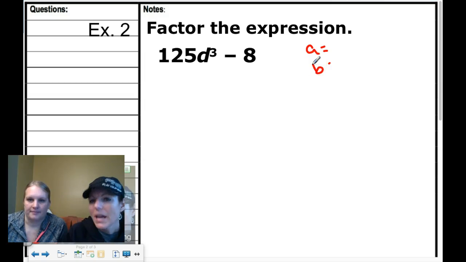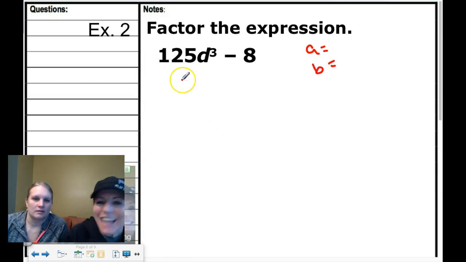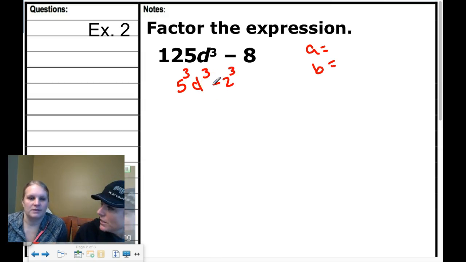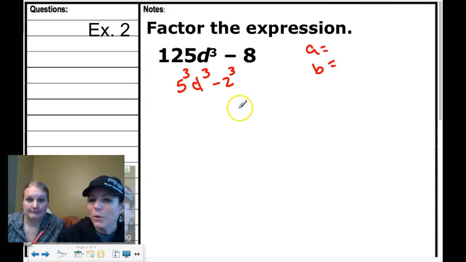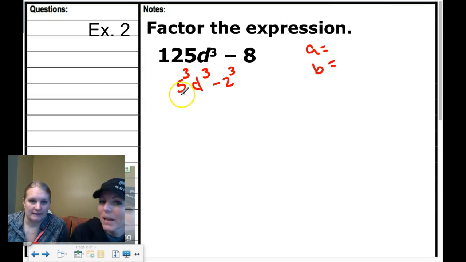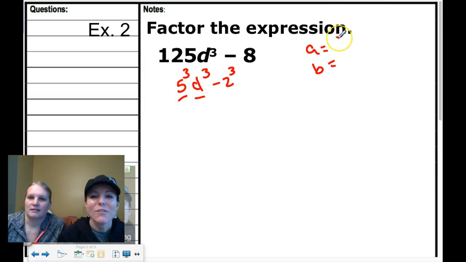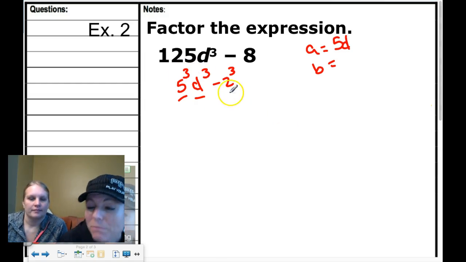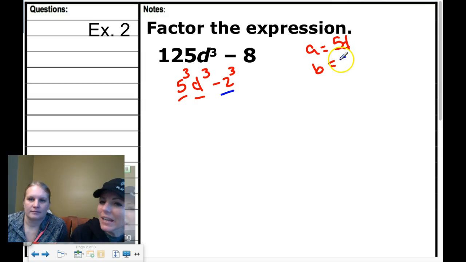Now 125 is not our a. We have to make it into a number cubed, which is 5 cubed, d cubed, and then let's change 8 to 2 cubed. 2 times 2 times 2 is 8. So what do you think a is then? What's being cubed in your first term? 5d. That's your a. It's whatever they're both cubed. And then b is just 2, not negative 2.